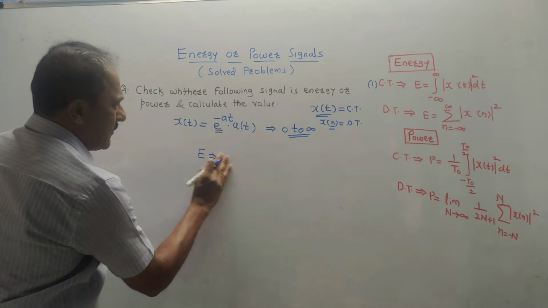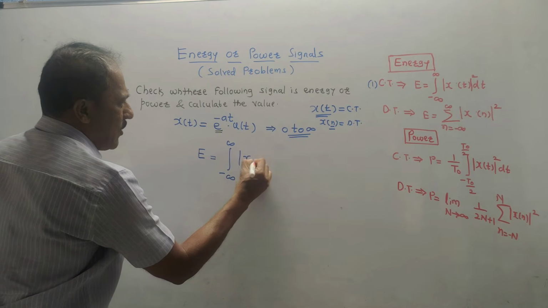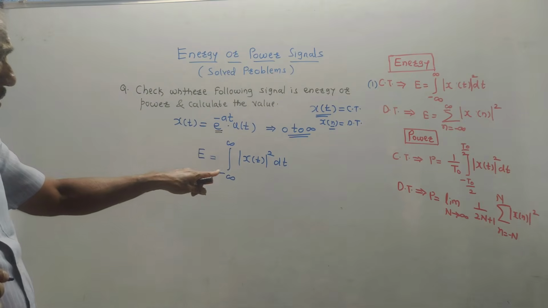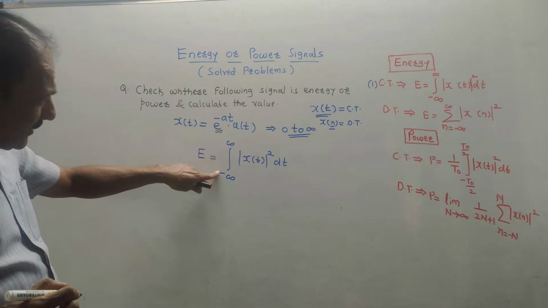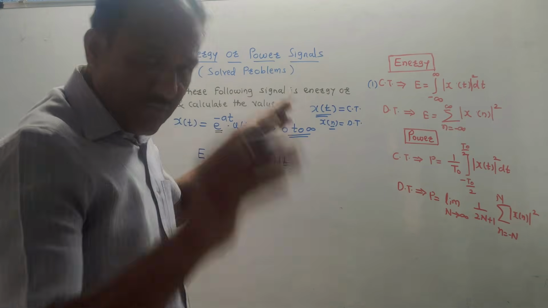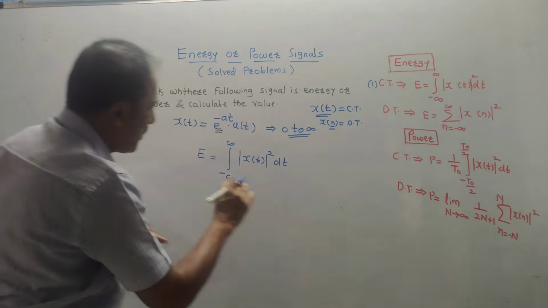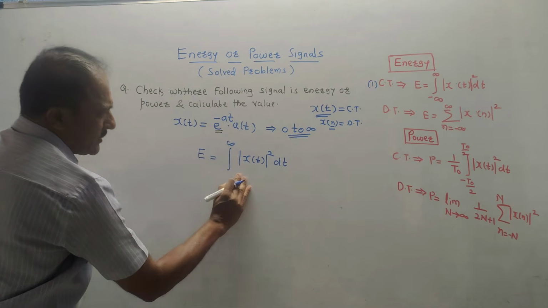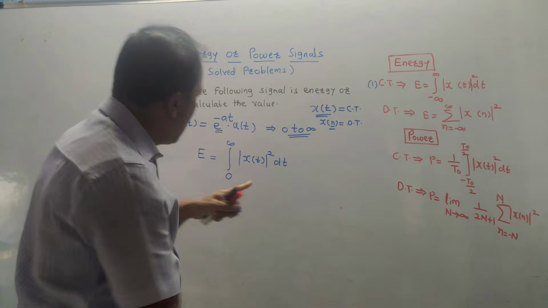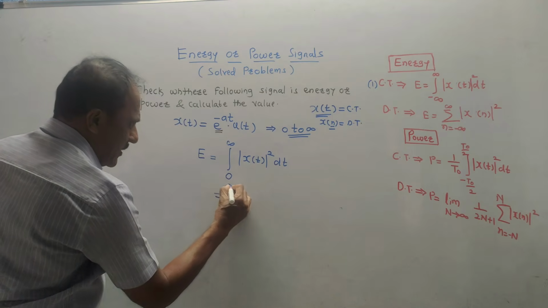So first I will write the formula. It is the integration from minus infinity to plus infinity of mod of x of t squared dt. Now we have discussed one concept. This is the formula which I have written, and these are the general limits, minus infinity to plus infinity. What we discussed is that if any signal is multiplied with u of t, change the limits and make them from 0 to infinity. So before starting the calculation, I will change the limits to 0 to infinity. The simple reason is that it is getting multiplied with u of t. Now we'll solve it further. So the limits will be 0 to infinity.